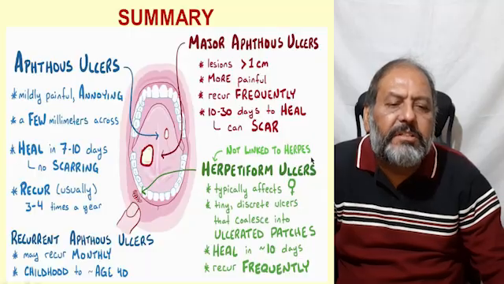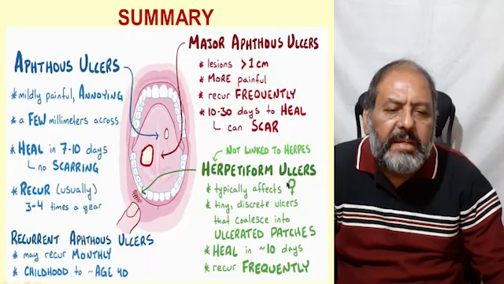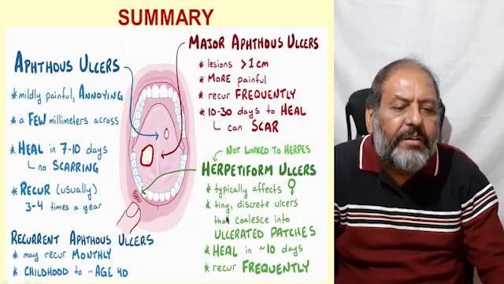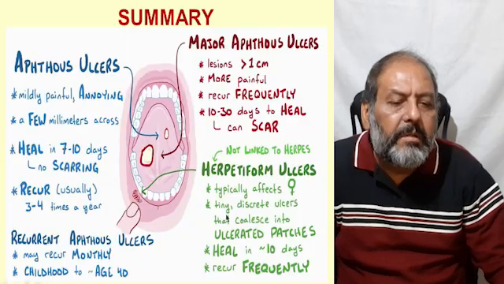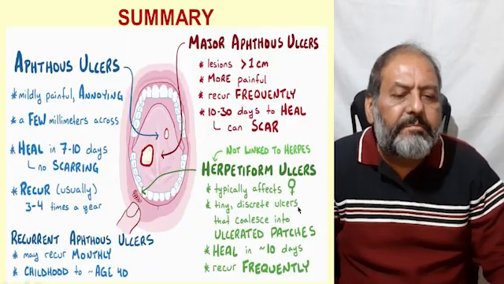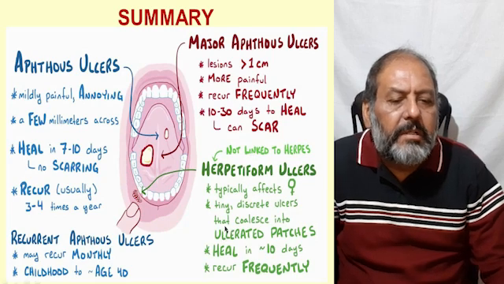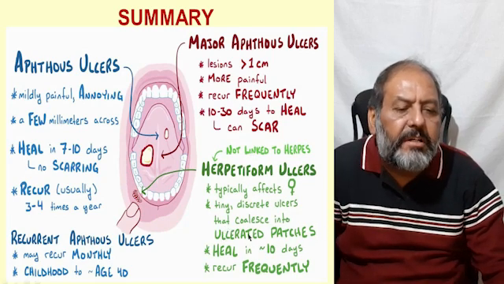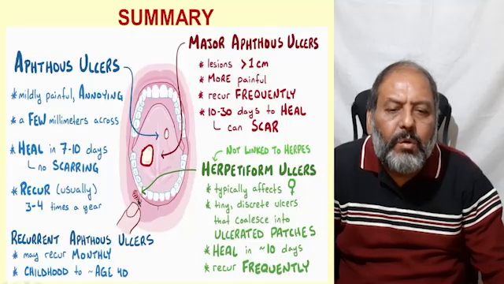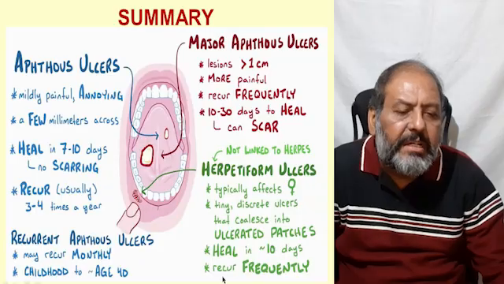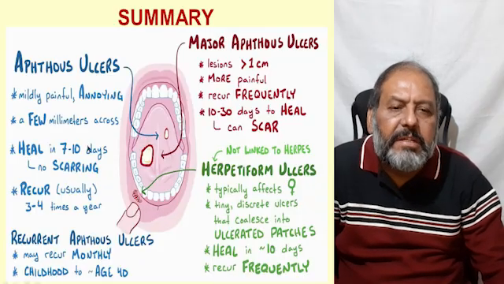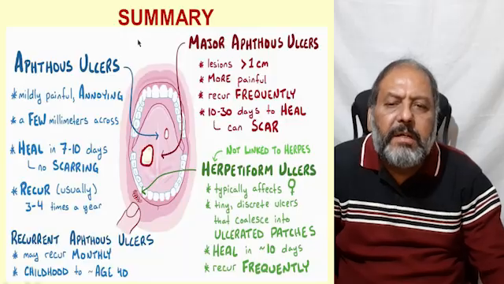Herpetiform ulcers are not related to herpes, as the name suggests, but typically affect the female hip. These are many discrete ulcers, and they coalesce together into ulcerated patches, as one can see. The small ulcers which collect together heal in 10 days, and these recur more frequently as compared to the other ulcers.